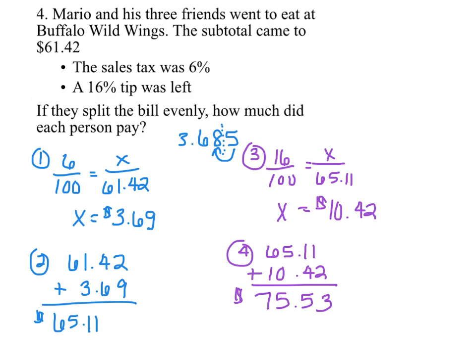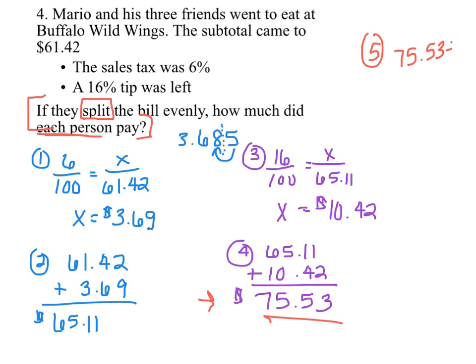If you stopped here, this is great work, and if you got this correct. However, we didn't answer the question. I'm going to go back and look. It says, if they split the bill evenly, how much did each person pay? This right here is the total bill for everything. But they are splitting it. Splitting is a big key word, and splitting it means to divide. So they're taking this total bill and dividing it among each other so that each person is paying the same amount.